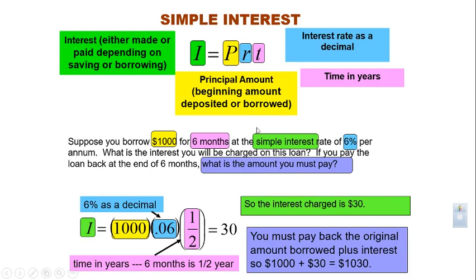If you know the formula, you can apply it. So this $30, by the way, is not the total amount that you would need to pay back. That's just your interest. You pay your interest plus your original amount. Since your original amount was $1,000, you pay your interest plus $1,000. So you'd be paying back $1,030.